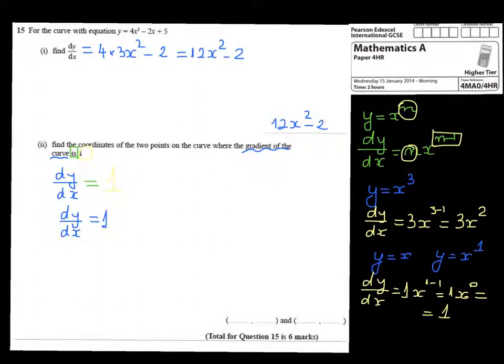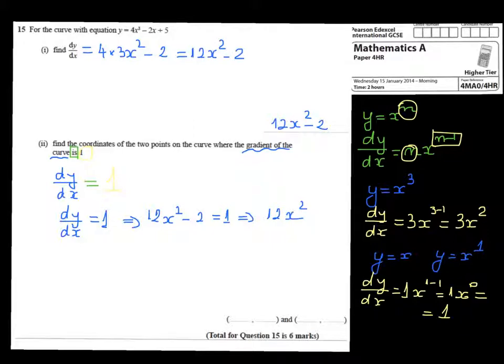Now from the first question, dy by dx, remember, is 12x squared minus 2 equals 1. And we have a quadratic equation, but it's a special form of it, so we can write it as 12x squared equals 3 if we add 2 on both sides. Then if we divide by 12, we get x squared equals 3 over 12, or x squared equals 1 over 4. So x is 1 over 2, or negative 1 over 2.